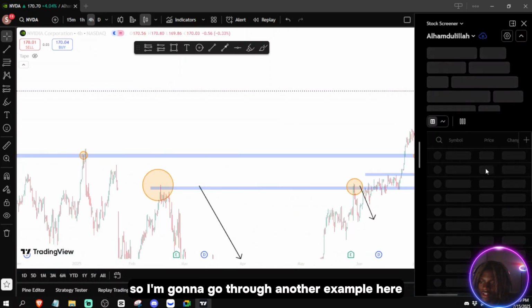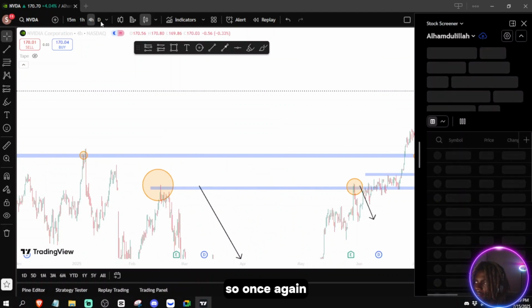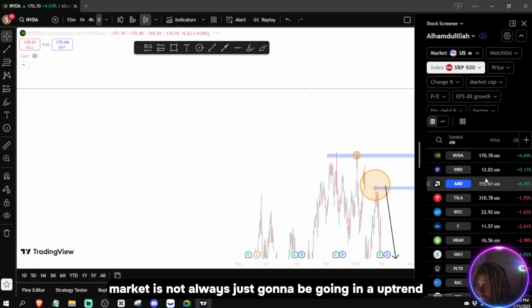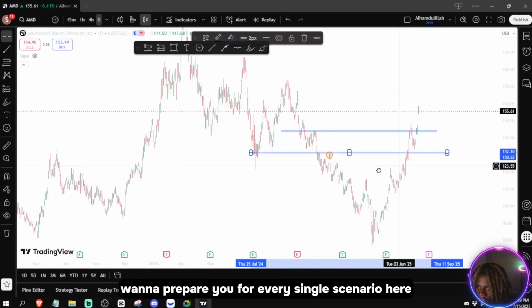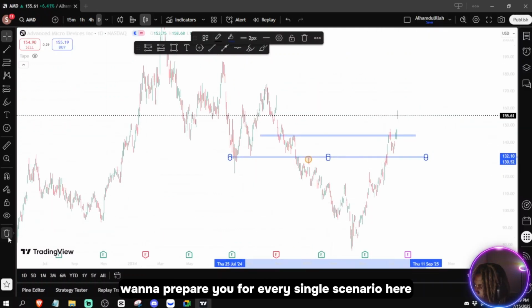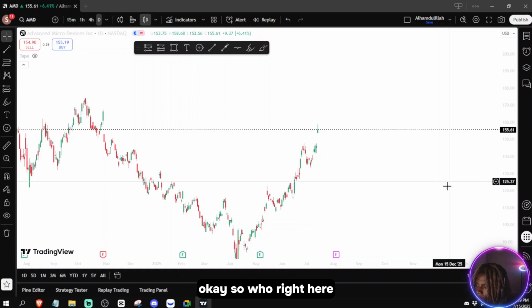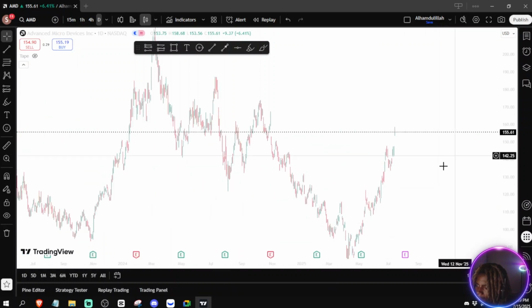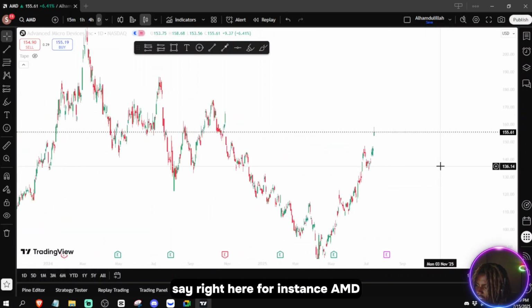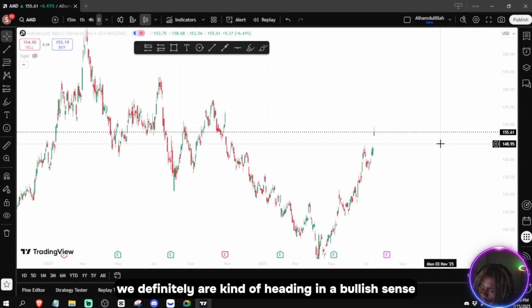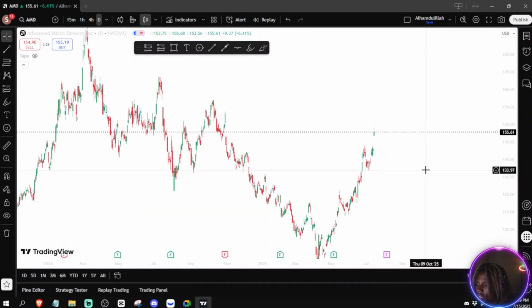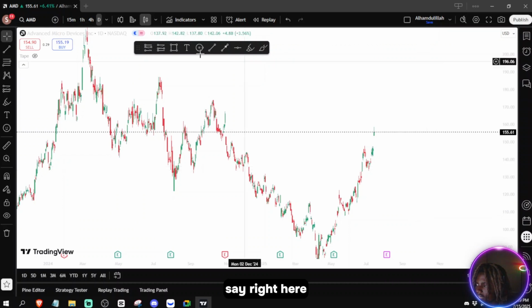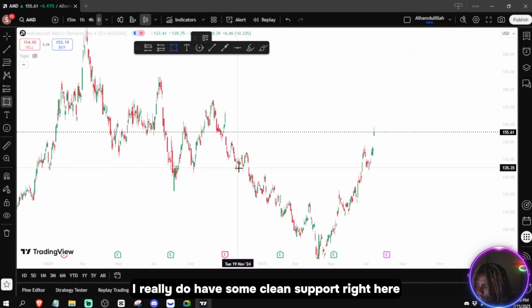So I'm going to go through another example here. Once again, the market's not always just going to be going in an uptrend. I just want to prepare you for every single scenario here. So right here, for instance, AMD, we are definitely heading in a bullish sense, trying to go in an uptrend. But say right here, I really do have some clean support.